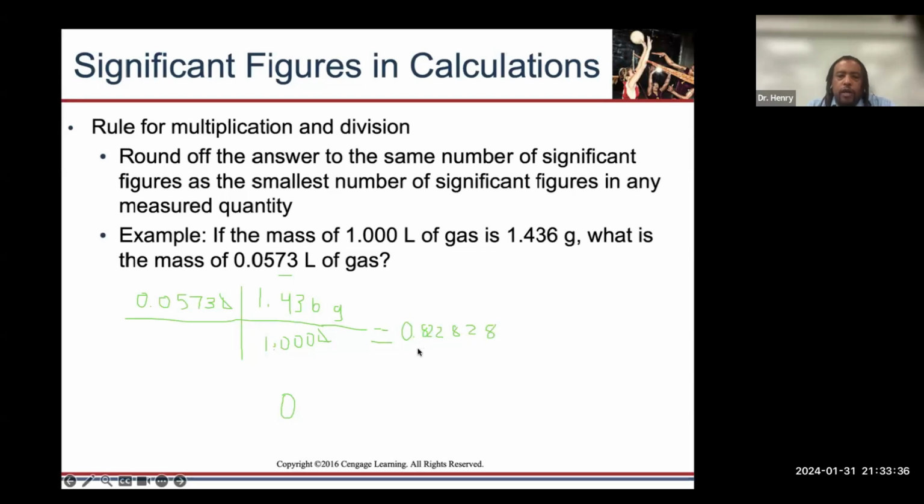So then we know that we want 3 sig figs. So we're going to use this number, the 8, our second 8, to determine whether we're going to round up or leave it alone. Are we going to round up? Or are we going to just drop it? We're going to round up. So then our answer is going to be 0.823. And the units would be grams.